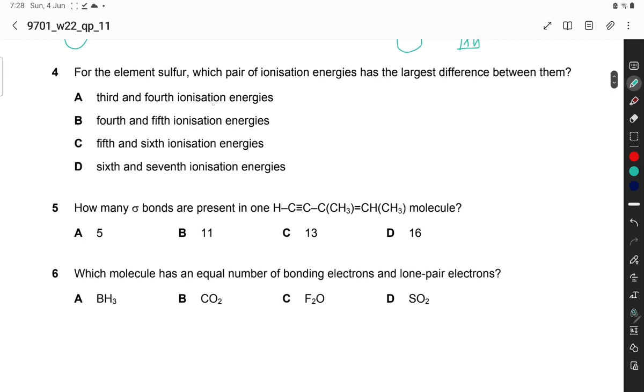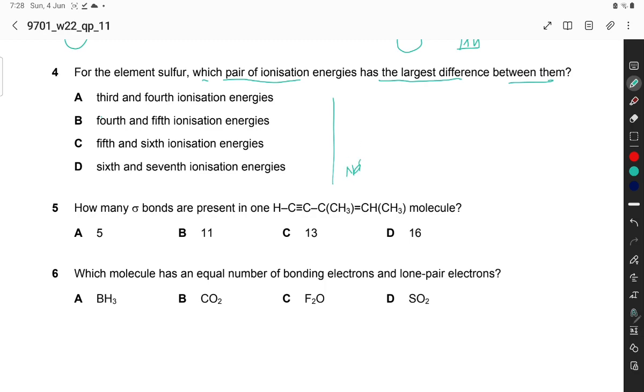For the element sulfur, which pair of ionization energy has the largest difference between them? Third and fourth ionization energy.